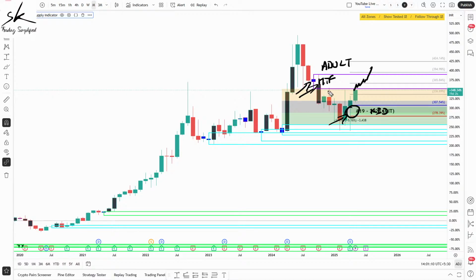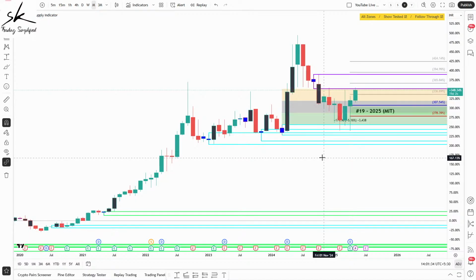So that strength I want to see. That is why, going with the rule book, it's definitely an invalid trade for us. But yes, if you still want to participate, the only condition we now want would be a violation of this monthly supply. After violating this monthly supply, if it comes back to my zone, this can still be a tradable opportunity. But if it comes straight away from here, this is not a valid trade for us.